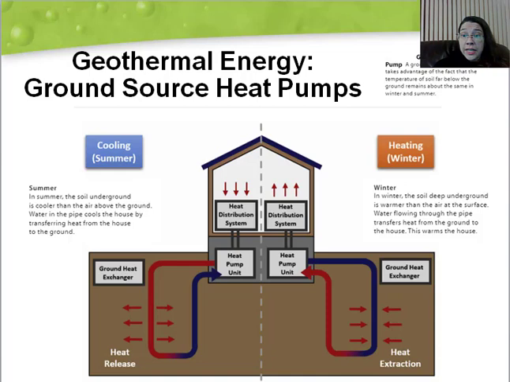In a ground source heat pump, water circulates through the underground pipes as shown in our image here on either side. In the winter, the water picks up heat from the ground and transfers it to the building. The opposite happens in the summer, like we just discussed. Water transfers heat from the building to the ground, cooling the building in the process. More than 600,000 ground source heat pumps are already used to heat homes in the United States.